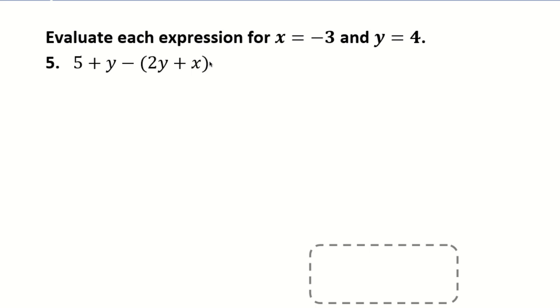And then E in GERMDAS would be exponents. And the R, I believe, is for radicals, or roots, like if you were taking a square root. And then M and D, just like PEMDAS, is multiplying or dividing, from left to right. And then AS is adding and subtracting from left to right.